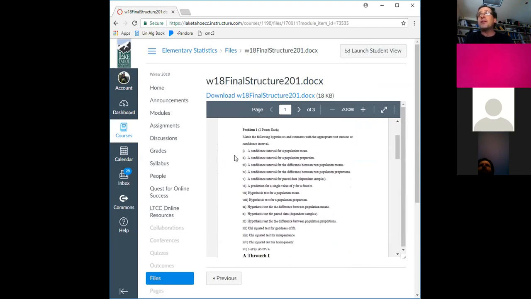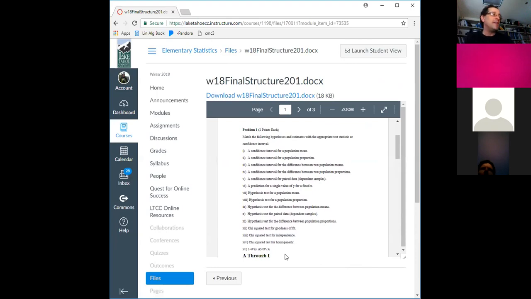Any questions on this? What happens is I give you all the different things we've done. Let me read through these because they're important. Confidence interval for a population mean. Confidence interval for a population proportion. Confidence interval for the difference between two population means. Confidence interval for the difference between two population proportions. Confidence interval for paired data, dependent samples. A prediction for a single value of y for a fixed x. Hypothesis test for a population mean, hypothesis test for a population proportion, hypothesis test for the difference between two population means, hypothesis test for paired data, dependent samples, hypothesis test for the difference between two population proportions, chi-squared goodness of fit, chi-squared test for independence, chi-squared homogeneity, and one-way ANOVA. One-way ANOVA is what we did today.